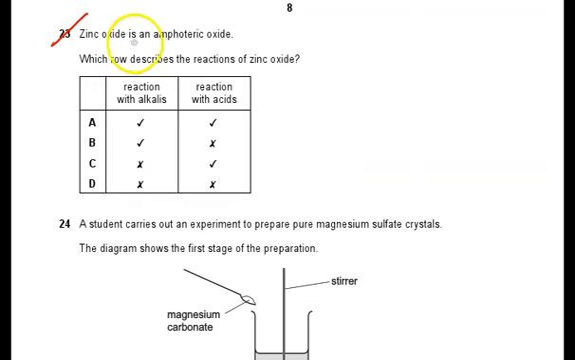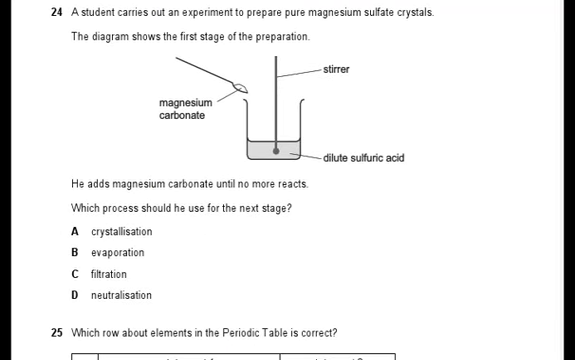Zinc oxide is an amphoteric oxide. It means it can react with acid and also alkali. Other than zinc oxide, you can also say aluminium oxide is an amphoteric oxide. So your answer is A here. We move on with the next one, 24.